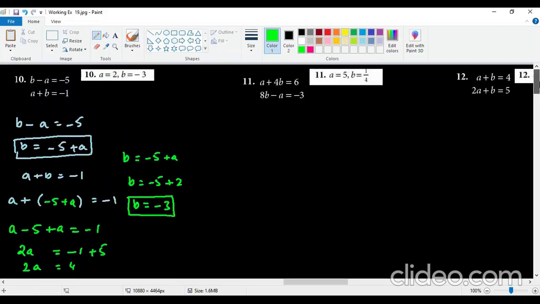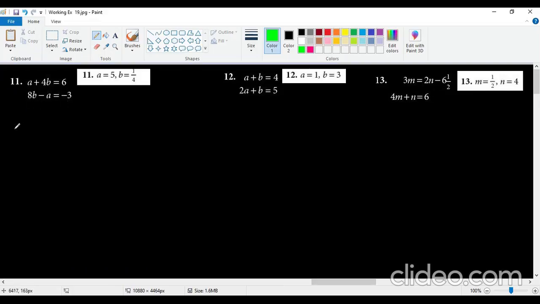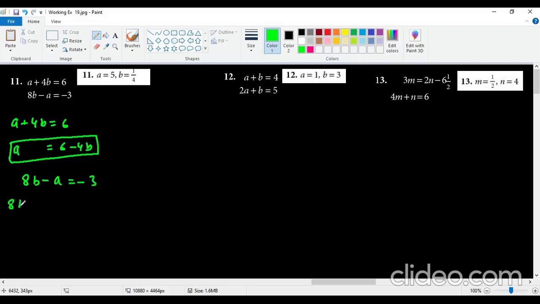When it comes to question number 11, it says a plus 4b equals 6. That means the value of a is going to be 6 minus 4b, according to equation 1. Now I will write the second equation, which is 8b minus a equals negative 3. Now it says 8b minus, the value of a is 6 minus 4b. I will write 8b minus a. That means 8b minus 8b and plus a equals negative 3.